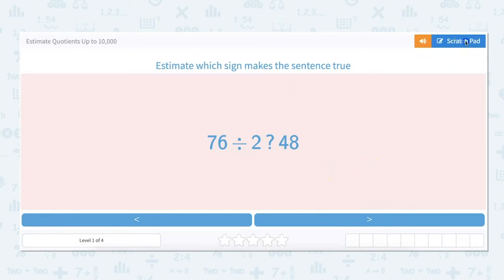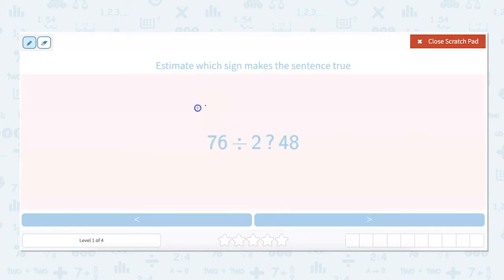So to estimate, I'm going to go ahead and round this first number to the nearest 10 spot. Okay, so 76 divided by 2 is less than or greater than 48. So to estimate this, I'm going to round 76 up to 80 because it's a lot easier, and I know that 80 divided by 2 equals 40. So that number, 40, is less than 48.